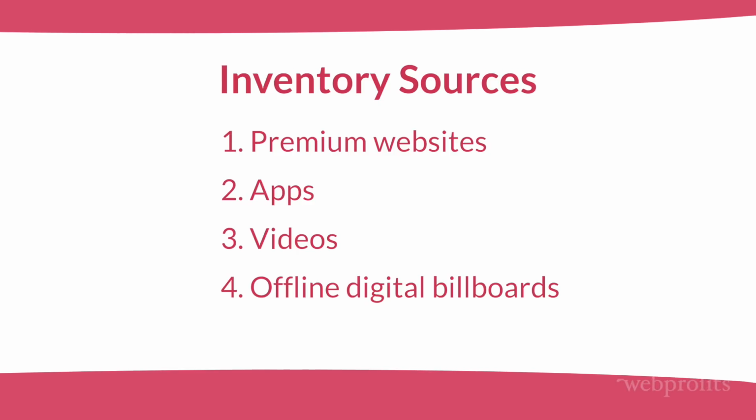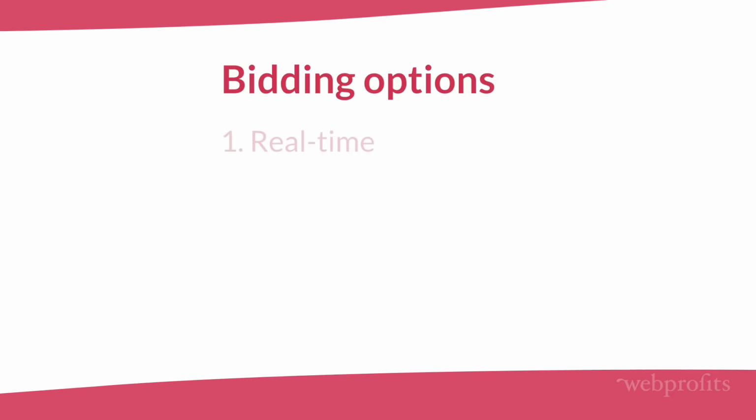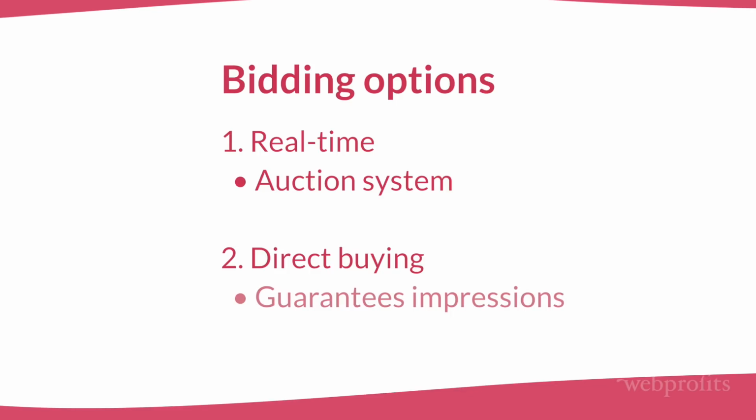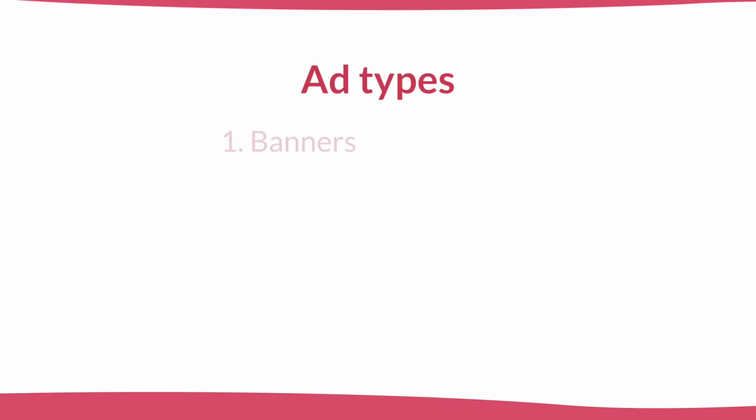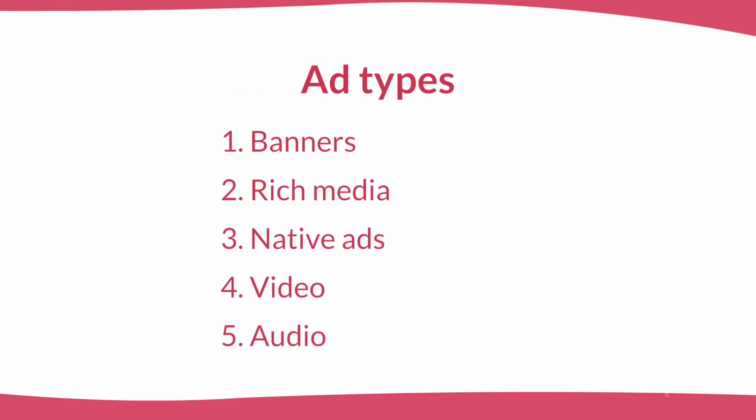Ads are generally bought on a cost per impression basis, and there are different ways of bidding for that inventory. For example, real-time bidding, which uses an auction system, or direct buying, which guarantees an advertiser impressions on a certain website in advance. There are also a big range of ad types you can purchase, including banner ads, rich media, native ads, video, and audio.